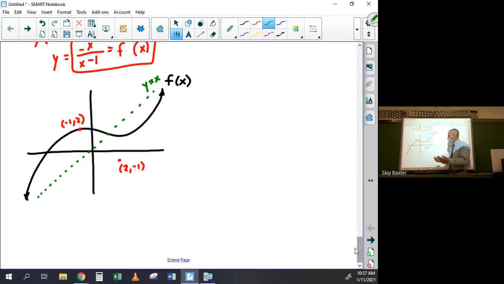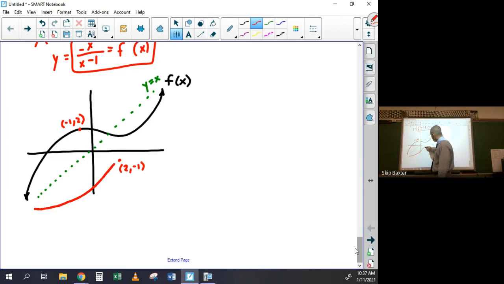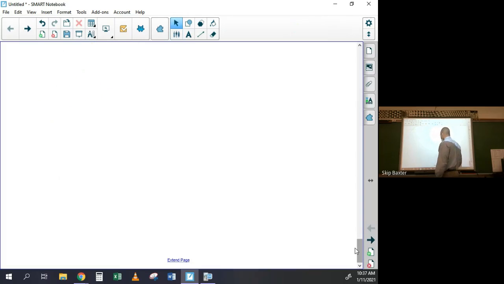Makes sense, right? So what you're going to end up with graphically is something that's just a reflection over this line. So it's going to kind of look like this. It's going to be symmetric over that diagonal. This is going to be f inverse.